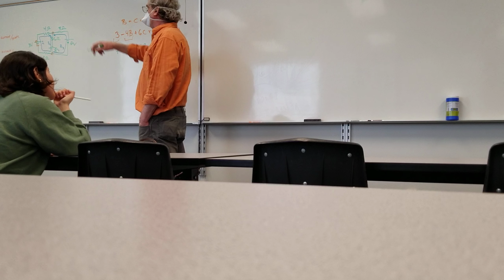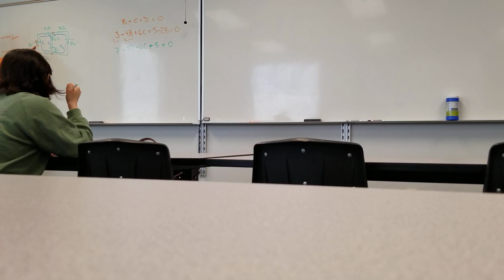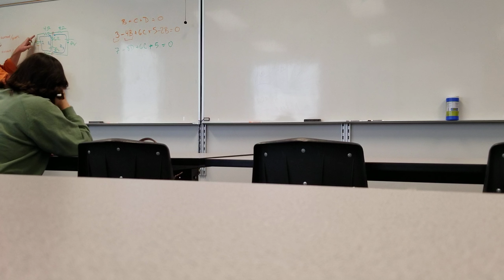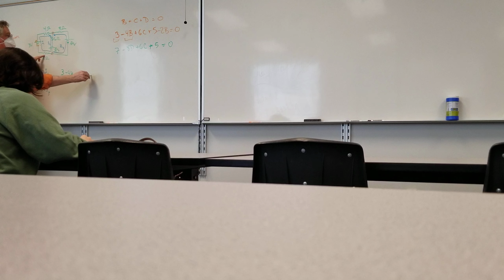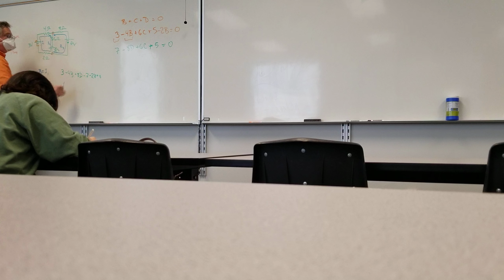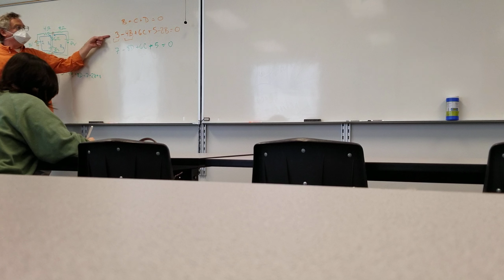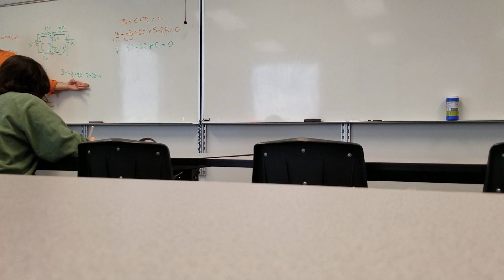If I had done the outer loop, this is not an independent equation, if I had started here and just done the whole thing, I would have had 3 minus 4B plus 8D minus 7 minus 2B equals 0. And if I took this equation and subtracted this equation from it, I would get this.